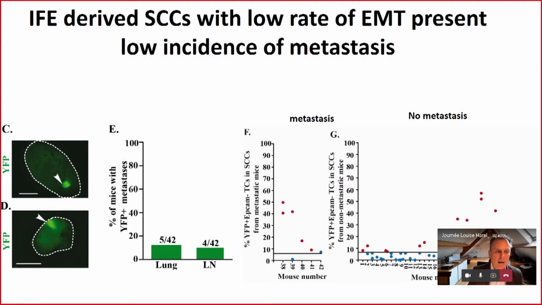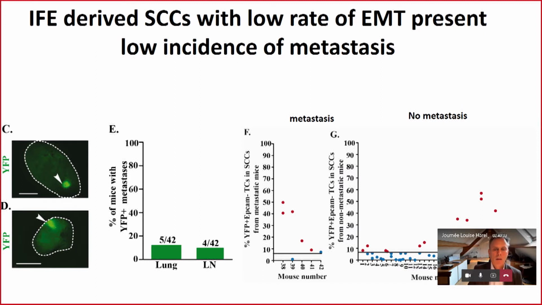And in the rare cases that present lymph node and lung metastasis, we found that in the primary tumors, some cells had undergone EMT, suggesting that in this mouse model, metastasis is invariably associated with EMT. I don't mean that all tumors and all cancers will use EMT to undergo metastasis, but at least in this model, it seems to be the case.